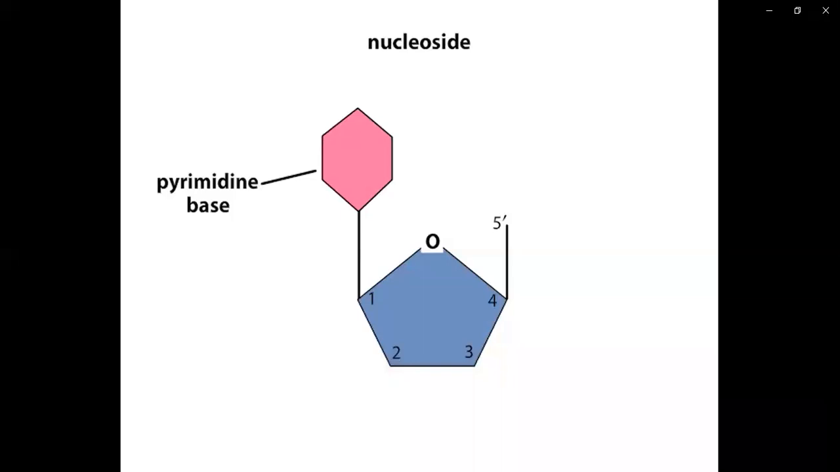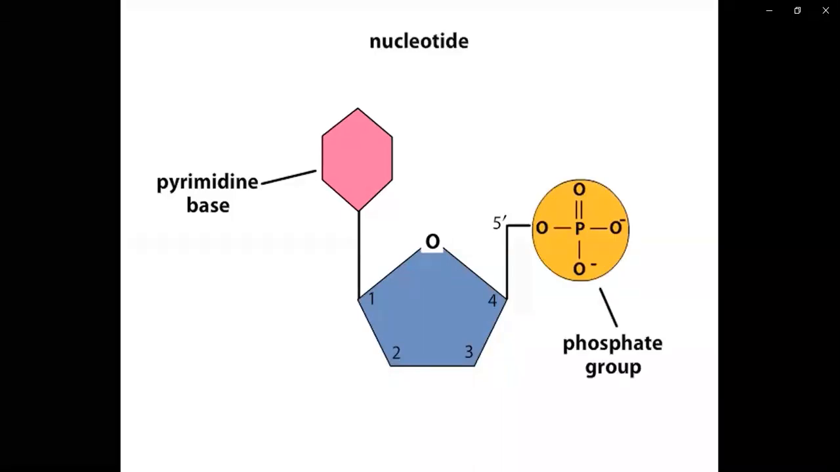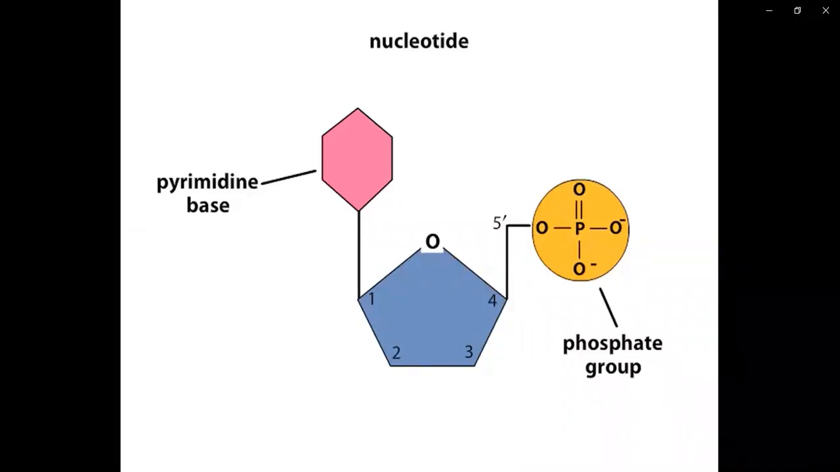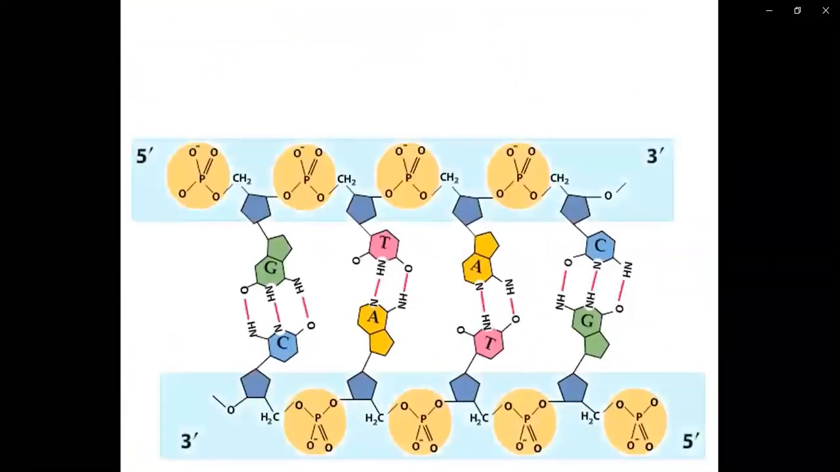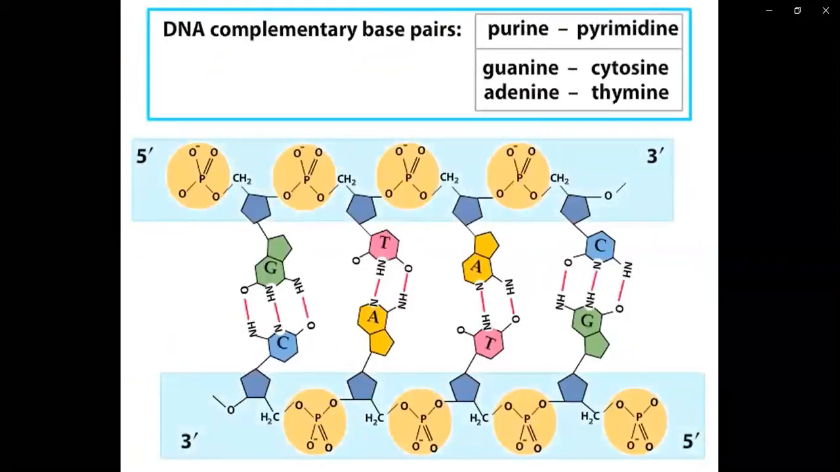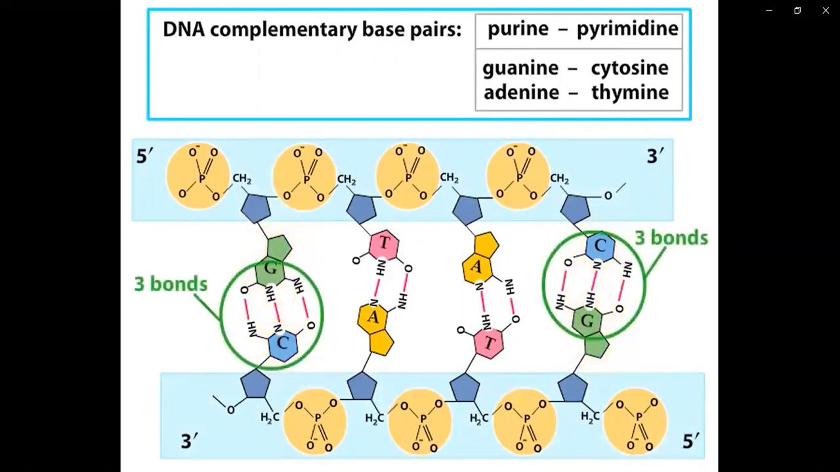A phosphate group is covalently attached to the 5' carbon of the sugar molecule. The phosphate group, the base, and the sugar make up a complete nucleotide. Note that the orientation of the sugar provides DNA with a 5' to 3' directionality. Base pairing only occurs between a pyrimidine and a purine. More specifically, a guanine only pairs with a cytosine, forming 3 hydrogen bonds indicated by the green circle, and an adenine only pairs with a thymine, forming 2 hydrogen bonds indicated by the red circle.